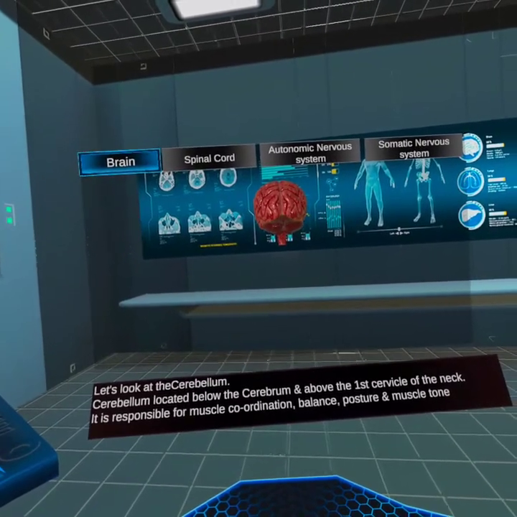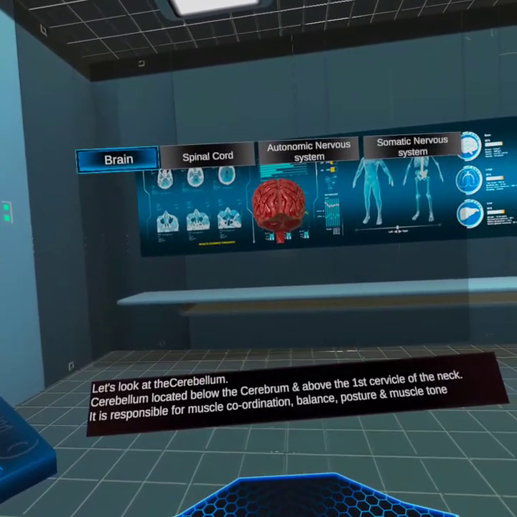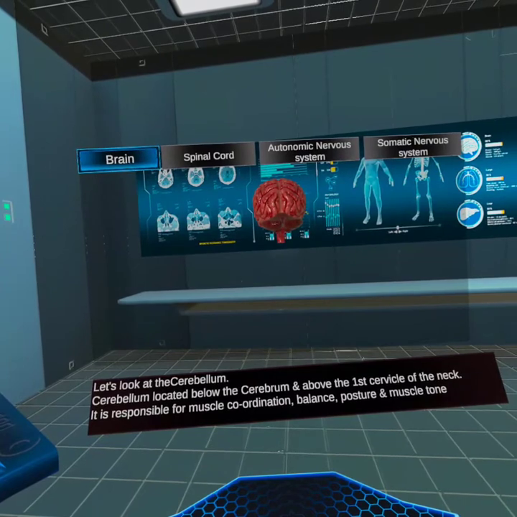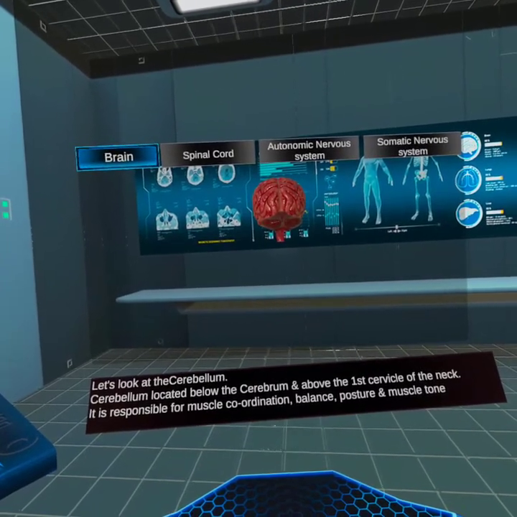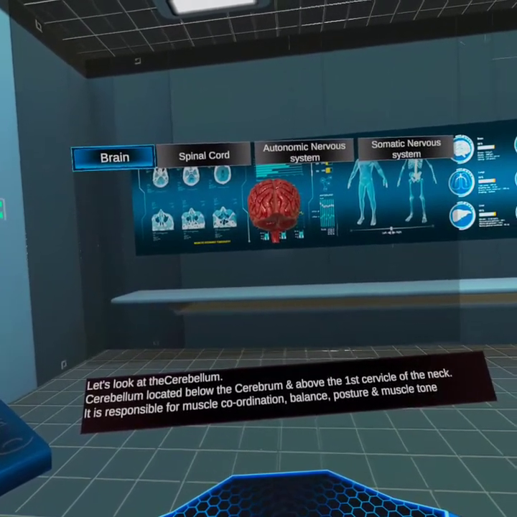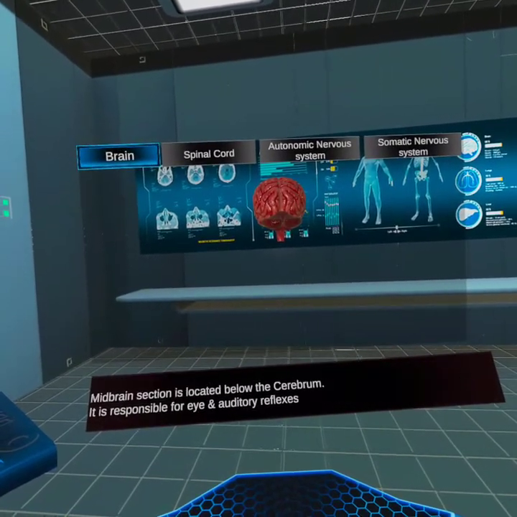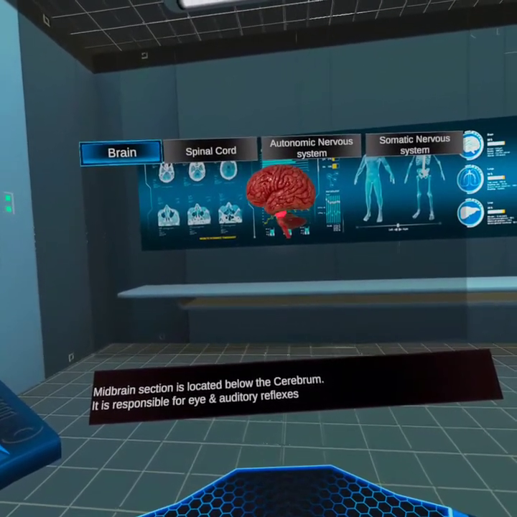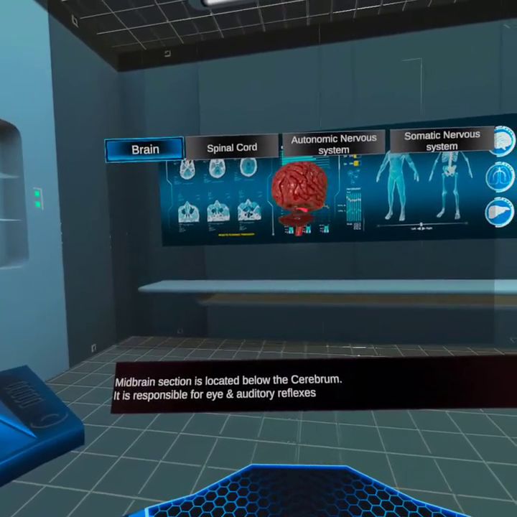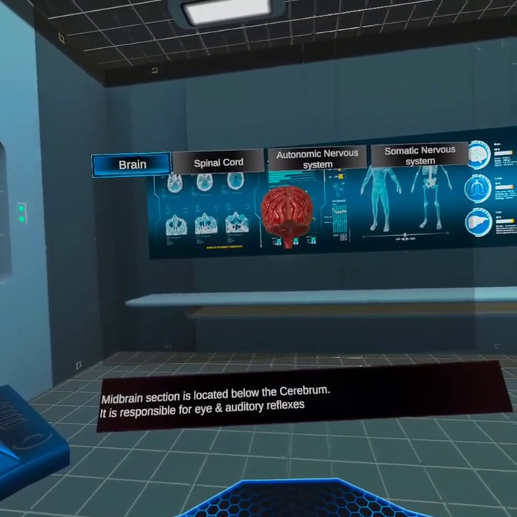Let's look at the cerebellum. Cerebellum is located below the cerebrum and above the first cervical of the neck, it is responsible for muscle coordination, balance, posture, and muscle tone. Midbrain section is located below the cerebrum. It is responsible for eye and auditory reflexes.